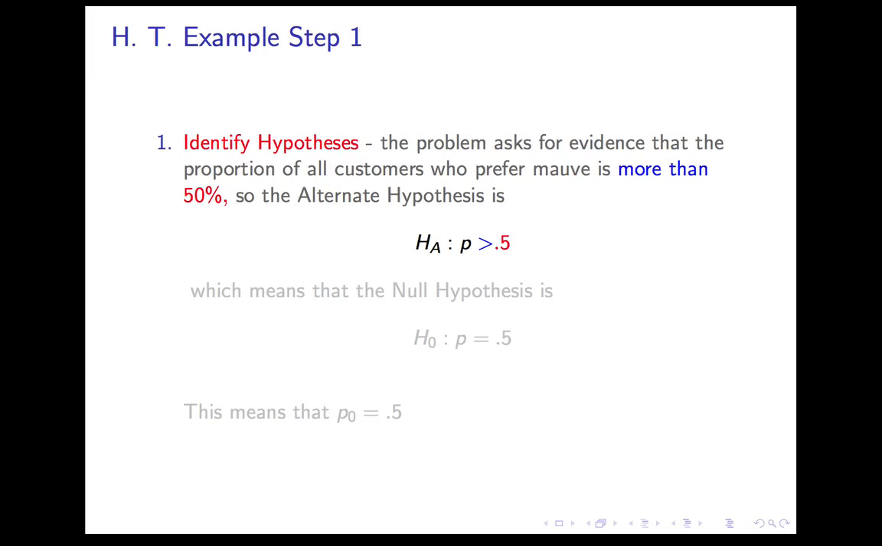So your alternate hypothesis is p is greater than 0.5. Okay? 0.5 is your test proportion. Greater than means we're using alternative B. Our null hypothesis is easy once you've got the alternate. It's that p equals 0.5. If you're not sure about the alternate, you can do the null hypothesis first.